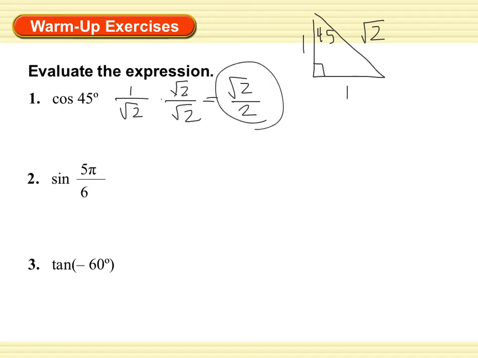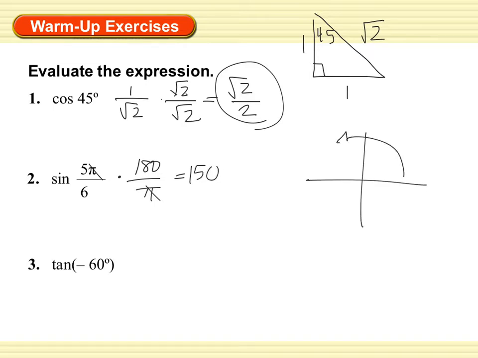All right, sine of 5 pi over 6. I don't know how many degrees that is, and I could work on it with radians, but my mind just works a lot better with degrees, so I'm going to go ahead and change it. 5 times 180 divided by 6 is 150 degrees. So I know that's somewhere in quadrant 2. I'm not sure where, so I'm going to subtract 90 from it. That gives me 60. So I'm actually at 30 degrees.